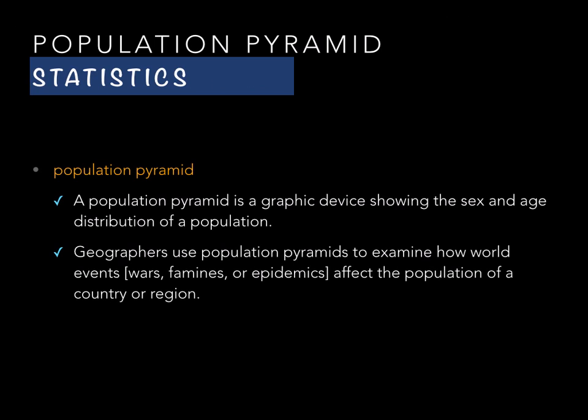Population pyramid. A population pyramid is a graphic device. I'll show you an example in just a moment. And it shows the sex, or the gender, and the age distribution of a population. Geographers use population pyramids to examine how world events like wars and famines and epidemics, like the HIV epidemic, might affect the population of a country or region.